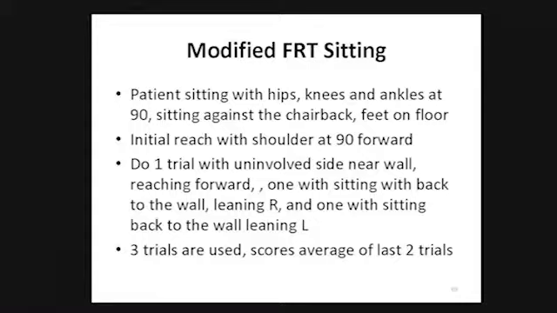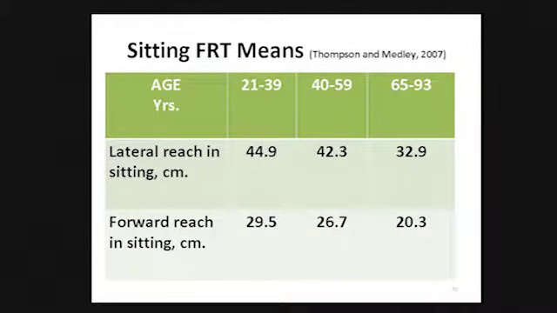How about somebody who is not able to stand? Maybe they're wheelchair bound, so you do a modified functional reach test in sitting. Have them sitting with hips, knees, and ankles at 90 degrees, sitting against the chair back, feet on the floor. Do a trial with the uninvolved side near the wall, reaching forward, and one sitting with the back to the wall, reaching to the right, and one reaching to the left. Using 3 trials, score the average of the last 2 trials. In other words, the first trial is a test, just to get them familiar. And here are our means for sitting functional reach from Thompson and Medley.